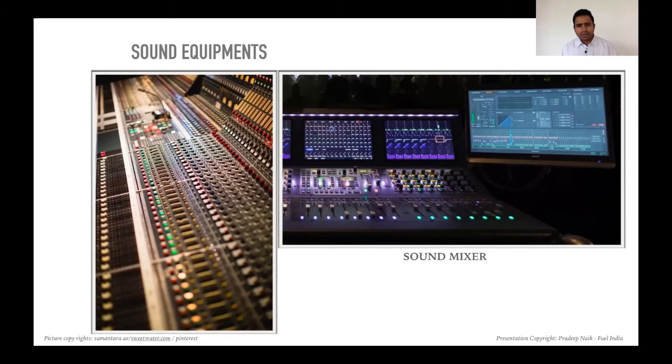Now what you're seeing on the left hand side, the first image, is a 64 channel mixer. When we are doing shows where there are more than 15-20 cordless hand mics used, where different speakers are used, a lot of things are happening on the stage, and different types of music is played, then we use a big mixer, that is a 64 channel or a 128 channel mixer.